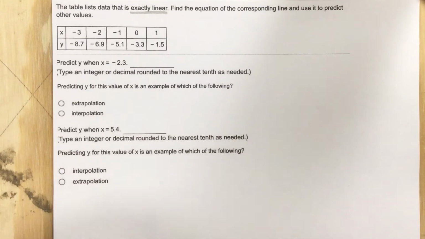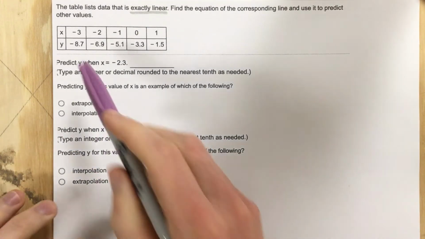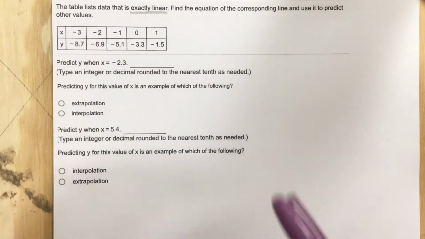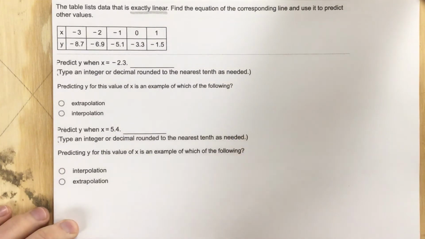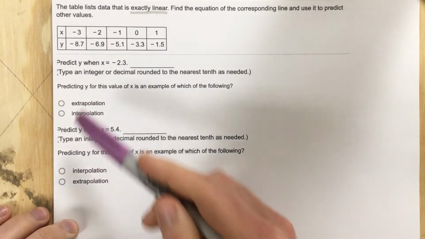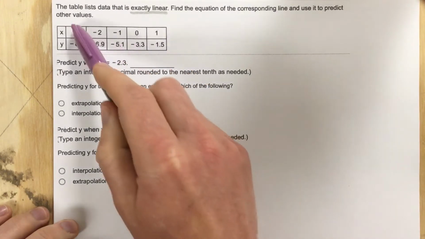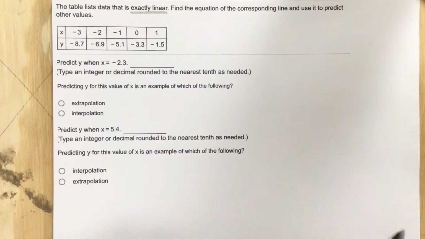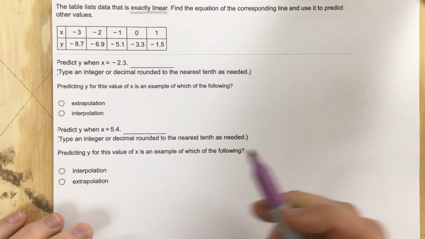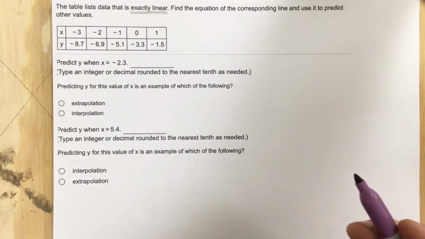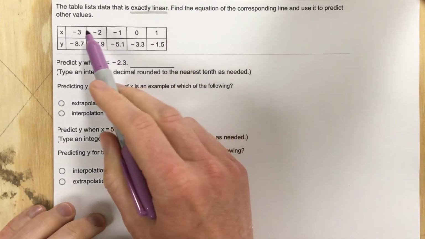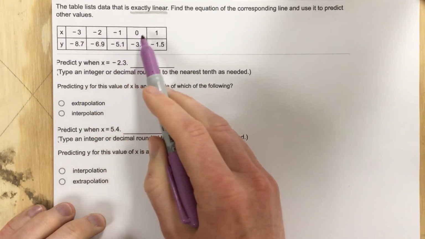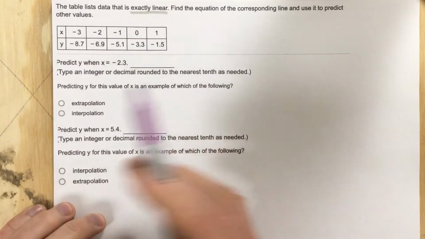Now because they say exactly linear, we need to assume that we can use any of these 2 points to find the slope because it's exactly linear. If they wouldn't have said that, a good method for finding the slope would maybe be to use the endpoints of your data, like from this spot to this spot. So I'm just going to use that as a good method for finding slope in general. But we know because it's exactly linear that the slope between each of these points is the same. So it doesn't matter which set of 2 points I use.